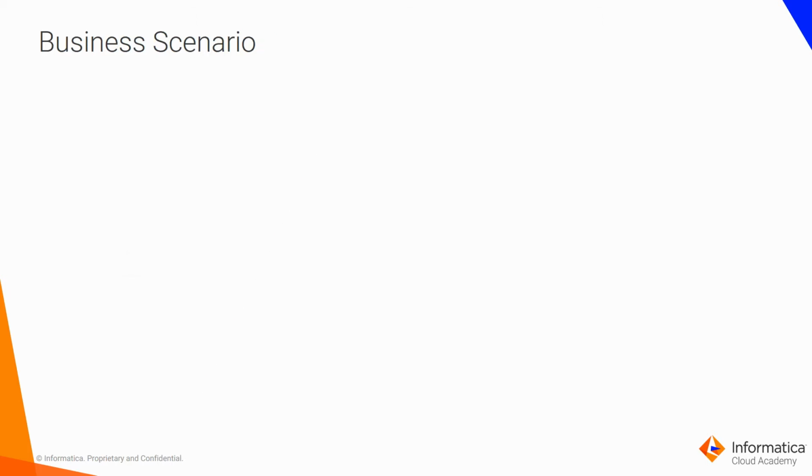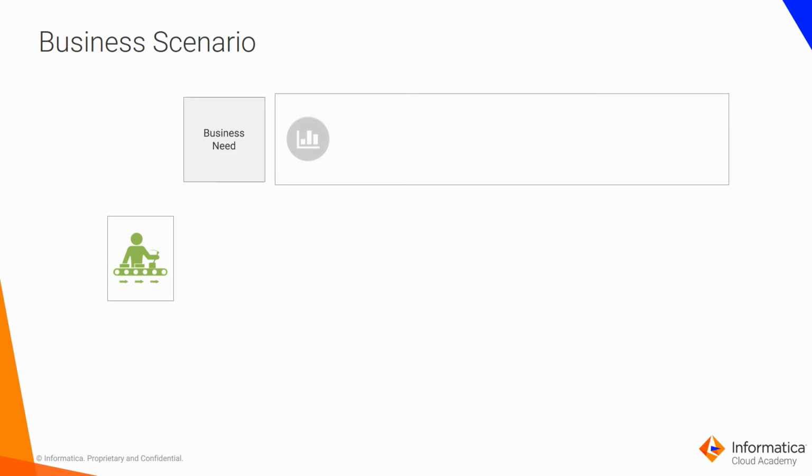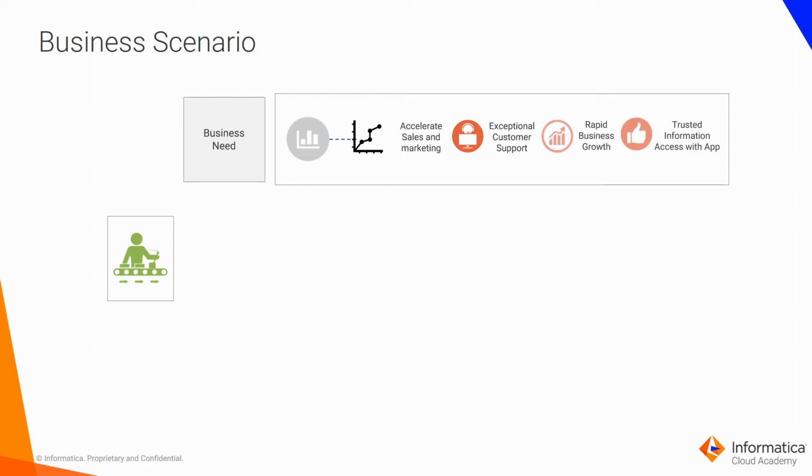Let us now discuss a real-life scenario involving Hierarchy Parser Transformation. A leading manufacturing organization wanted to optimize sales data with Salesforce. The business need was that the organization wanted to accelerate sales and marketing using the data from various applications they had. With the latest and consolidated data, they wanted to deliver exceptional, responsive customer support during every engagement. They also wanted a system that would support rapid business growth with access to trusted information every time their application is accessed.